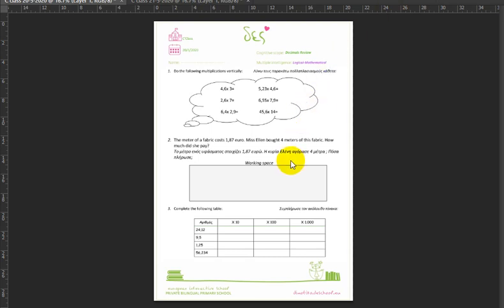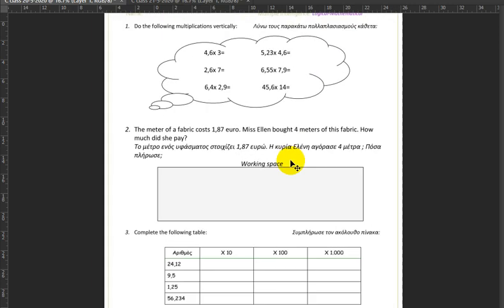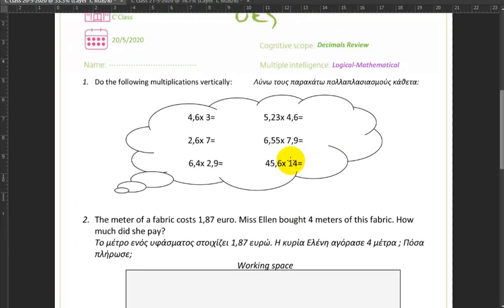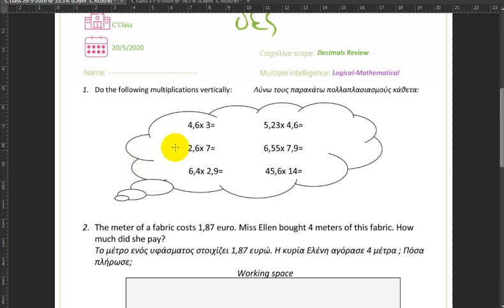Hello everyone, in today's video we will be solving your worksheets from throughout the week. We will begin with Wednesday's worksheet. So here we have 4.6 times 3. Let's start writing.